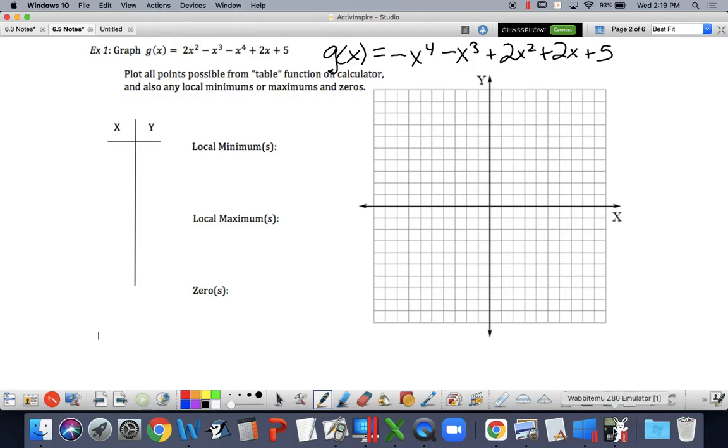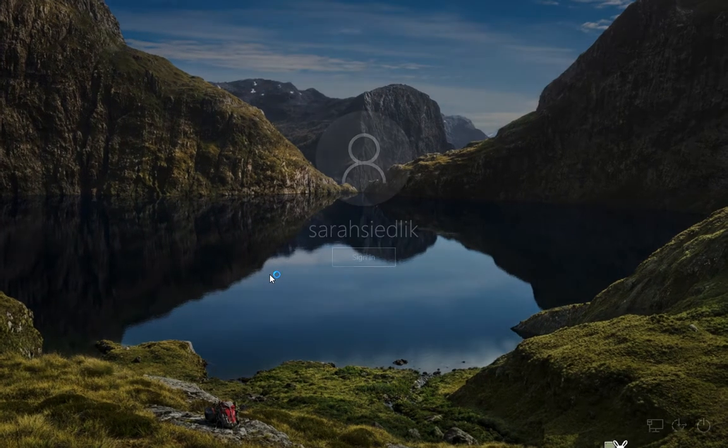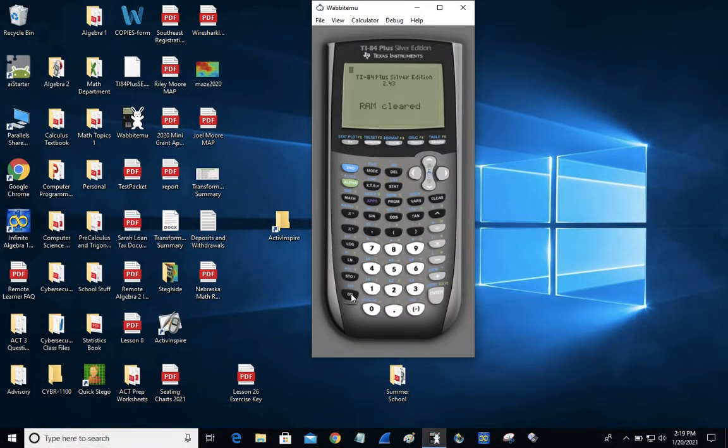I'm going to go ahead and open my calculator and I'm going to turn on my windows. There we go. Go to y equals. Let's go ahead and put all that information in. Negative x to the 4th minus x cubed. Make sure you pay attention to the difference between the minus button and the negative button. Plus 2x squared plus 2x plus 5. Then hit the graph button. You should see something that looks like that.